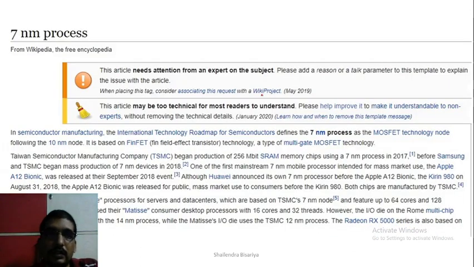Let me show you. This I have taken from Wikipedia. From Wikipedia you can see about the 7 nanometer process. They have mentioned that TSMC, Taiwan Semiconductor Manufacturing Company, began production of 256 megabit SRAM memory chips using the 7 nanometer process in 2017. TSMC began mass production of 7 nanometer devices in 2018. Other companies followed, like Apple Bionic in August 2018. Huawei also announced a 7 nanometer processor before Apple in 2018. So in 2017-18 we started with 7 nanometer technology.